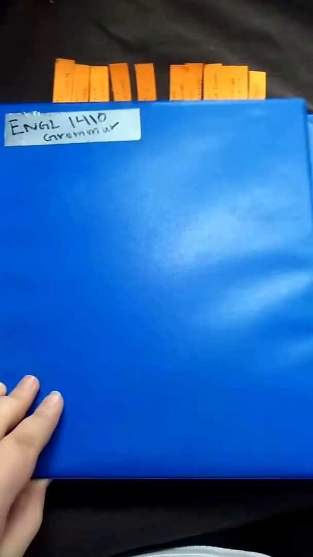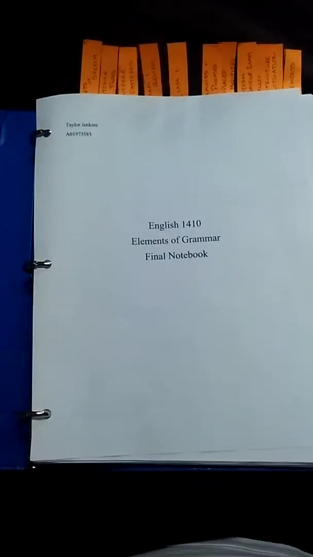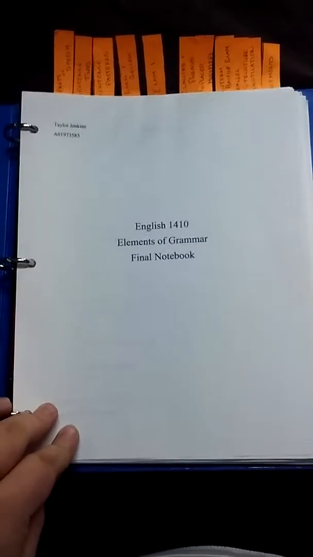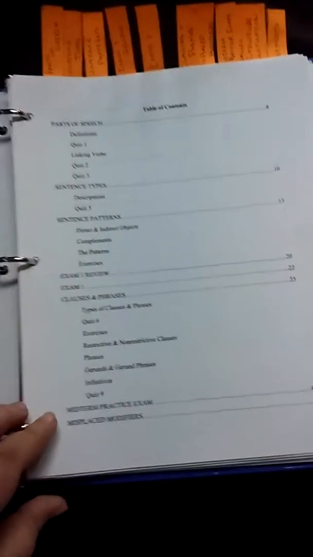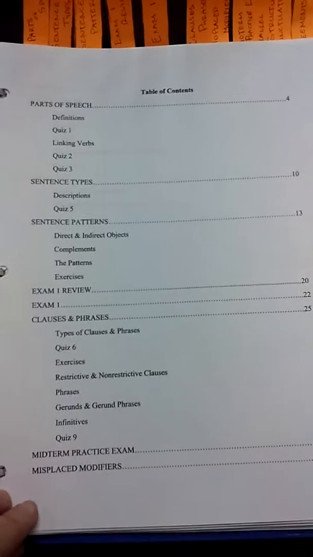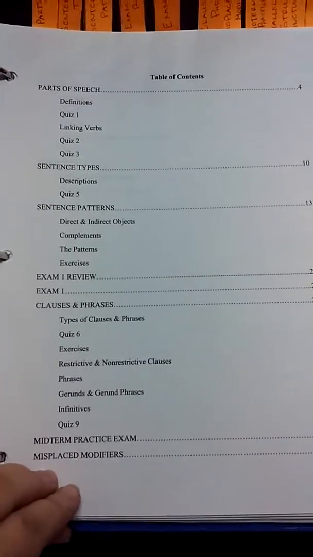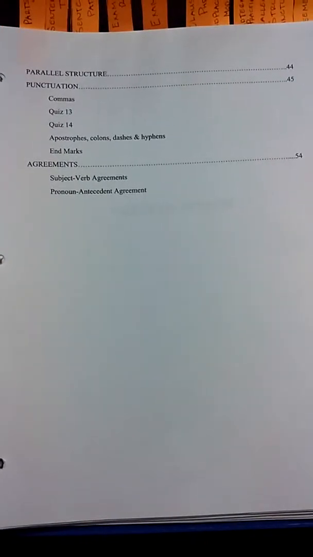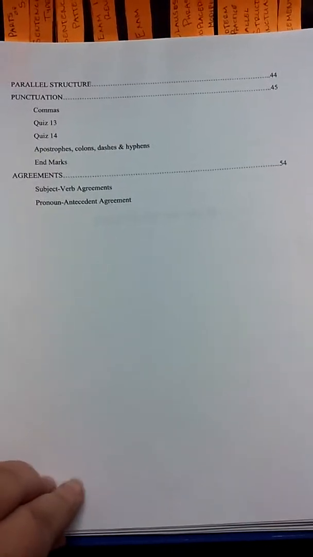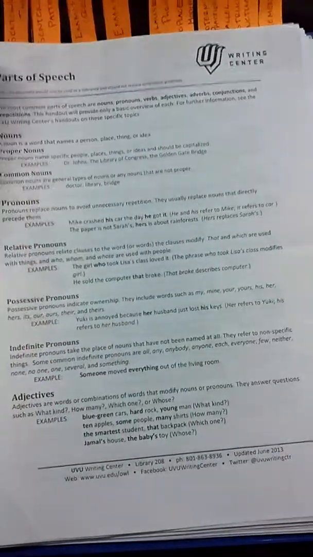This is my 1410 Elements of Grammar final notebook. These are my table of contents. It starts with parts of speech, sentence types, patterns, my exams, clauses and phrases, my midterm exam, misplaced modifiers, parallel structure, punctuation, and agreements.